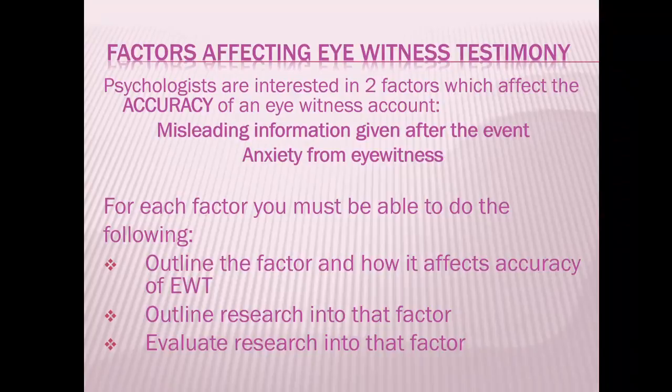Now you're going to look at two specific factors which affect the accuracy. They are misleading information, which will be given after the event, and also the effect of anxiety on eyewitnesses at the time of witnessing. Now for each factor, you've got to be able to do a series of different things. Number one, you've got to be able to outline the factor and say how specifically it affects the accuracy of eyewitness testimony. And then more importantly, you've got to be able to outline the research into the factor, which is probably the biggest bit, and then evaluate that research.